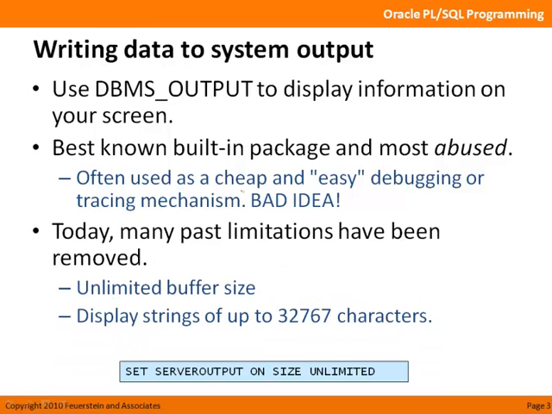The good news is that there have been a number of ridiculous limitations with DBMS_OUTPUT in the past. First of all, there was a limitation to the size of the buffer, how much data you could write with DBMS_OUTPUT. So for those of us using DBMS_OUTPUT as a reporting mechanism, we would often hit that limit. Second of all, before 10.2, Oracle 10g Release 2, you could only display strings of up to 255 characters, which was just silly. Now you can display strings of up to 32K, 32,767, and you can specify that the buffer size should be unlimited.